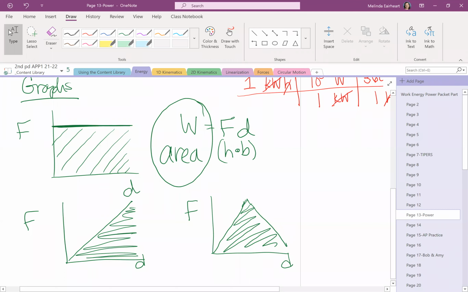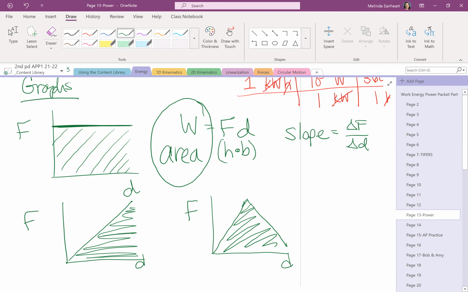But area. Now, typically, we've done slope. What would slope give us? Don't say a number like 0, so go to one of the lower ones that actually has a slope. Yeah, there's positive, negative, but what's the physics behind the slope? It would be a change in force divided by a change in distance. Is that going to give us work or energy? It's not work.